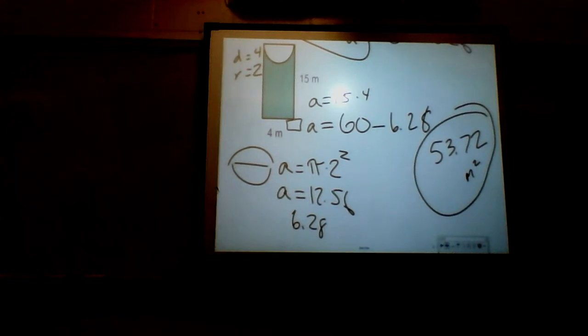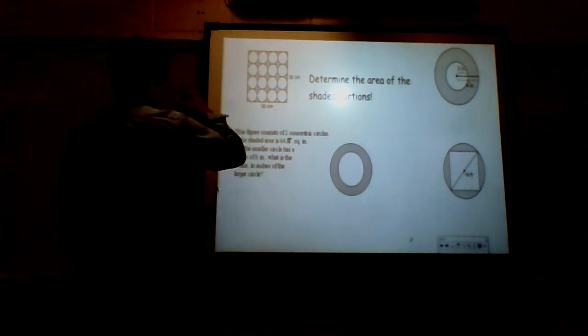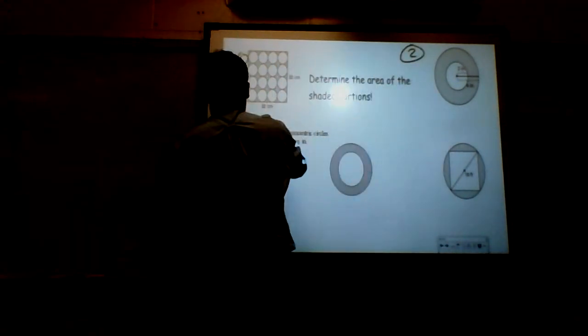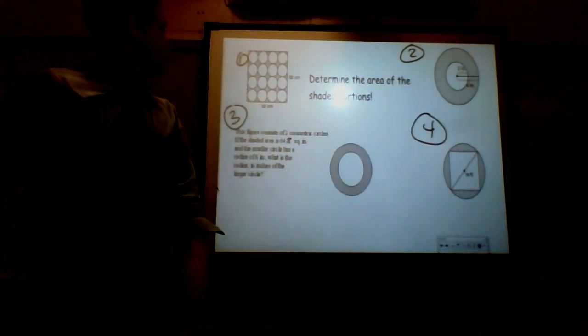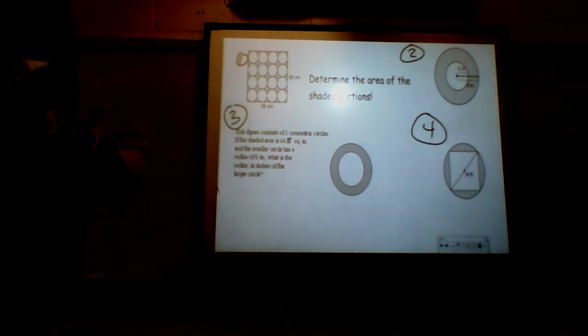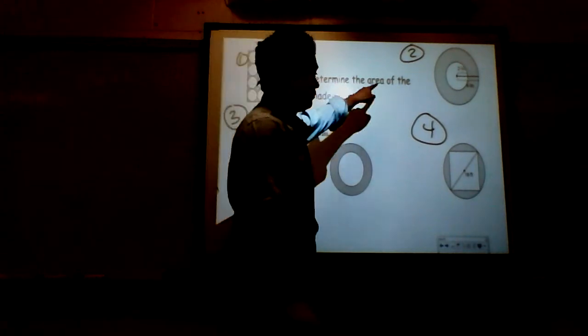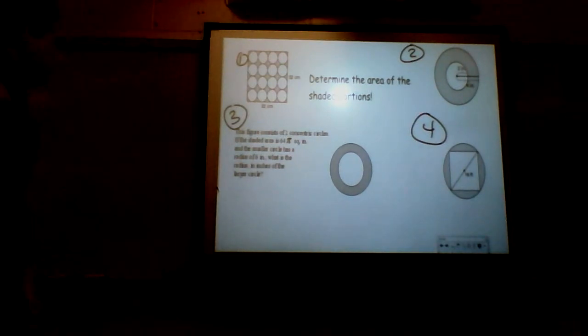Okay. On your piece of paper are 4 problems. Problem 1, problem 2, problem 3, and problem 4. Your job is to determine the area of the shaded portions in this problem, and this problem. This is a little bit different and a little bit trickier, so you might want to do number 3 last.